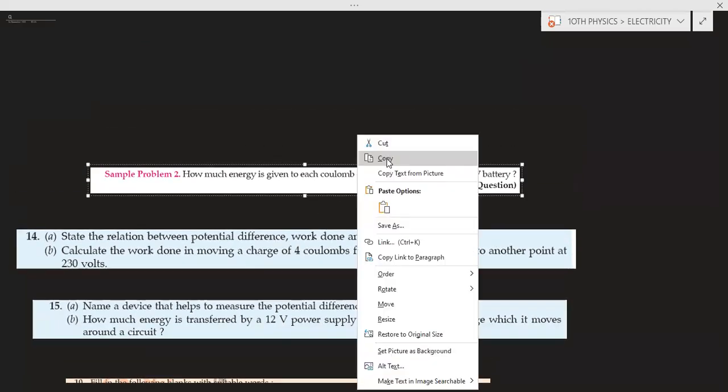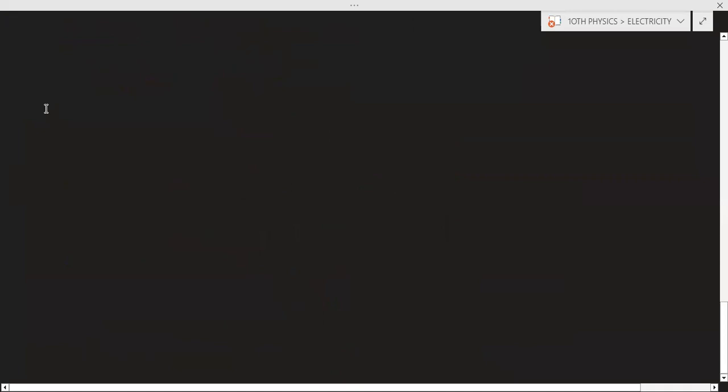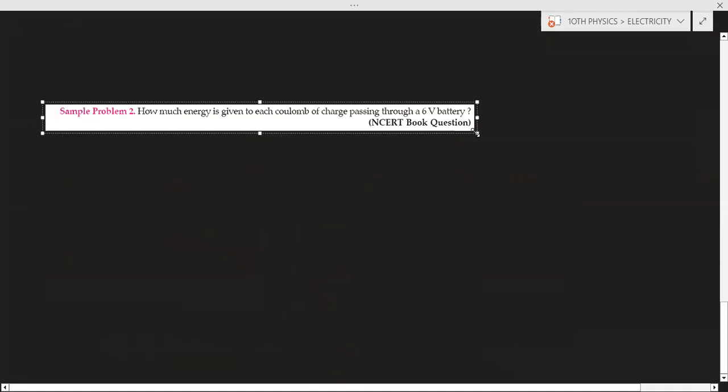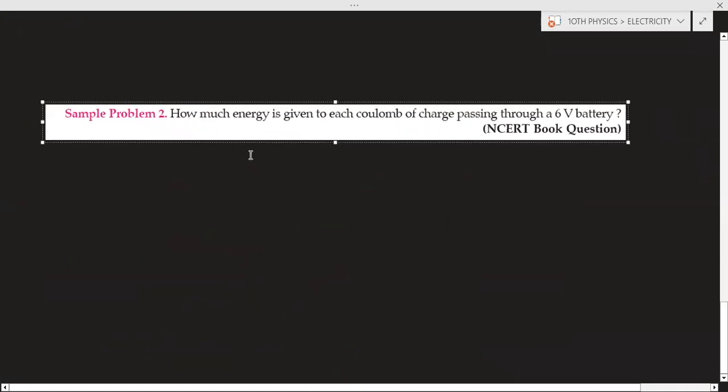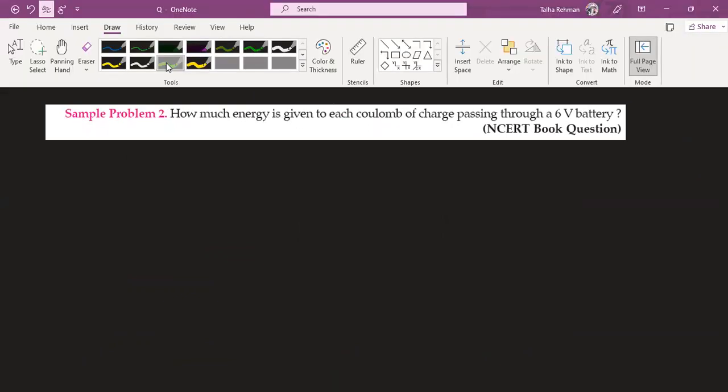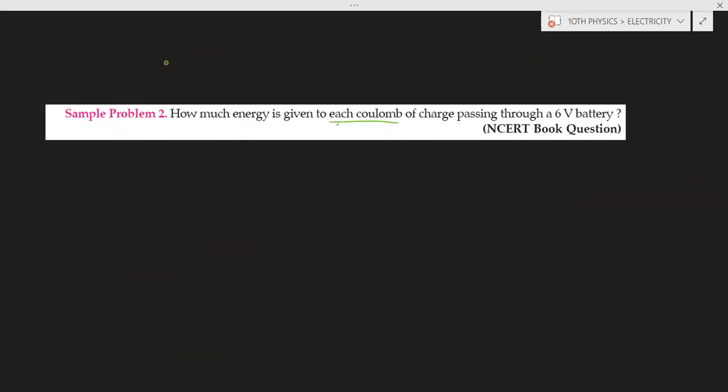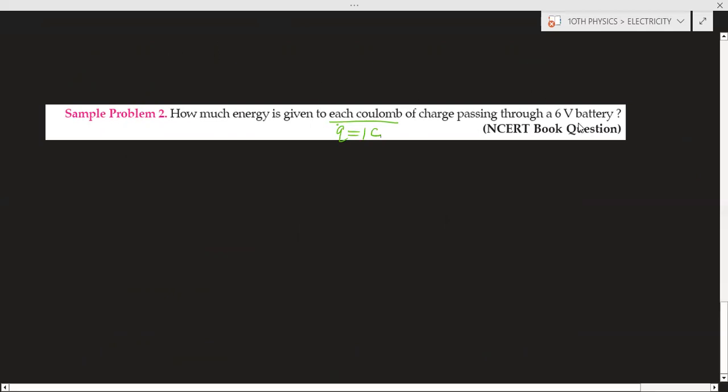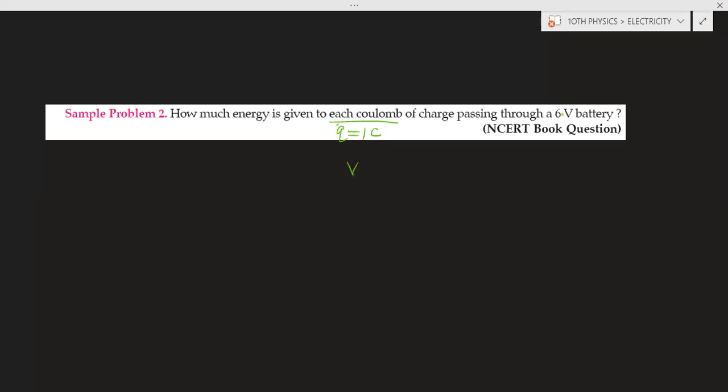Now the same question of NCERT you can solve with the same concept. They are saying how much energy is given to each coulomb of charge. Each coulomb of charge means 1 coulomb of charge passing through a 6-volt battery. If a 6-volt battery is given, this 6 volt will be the potential difference. Okay. Energy they are asking, so we will first find the work.